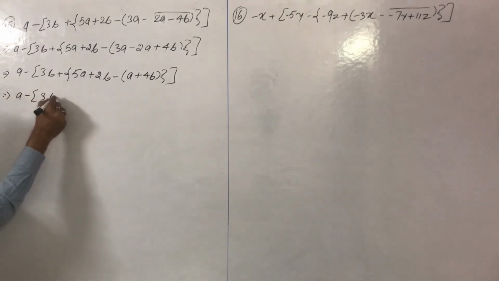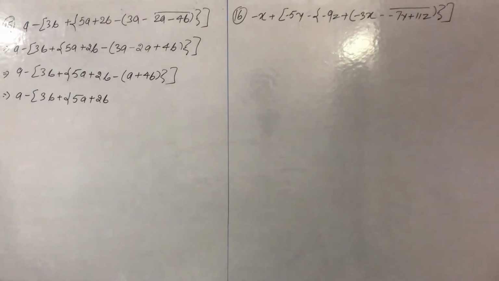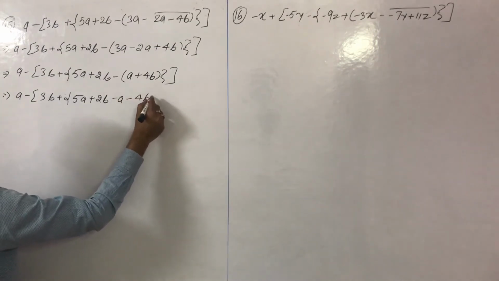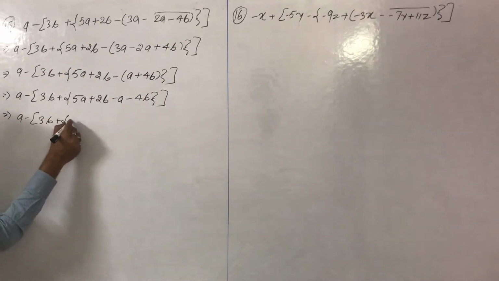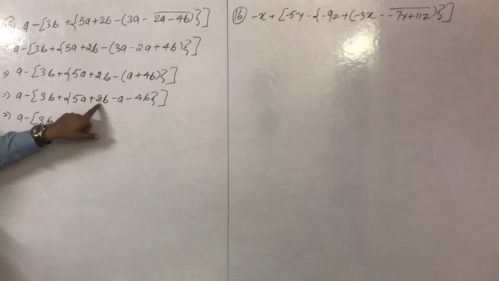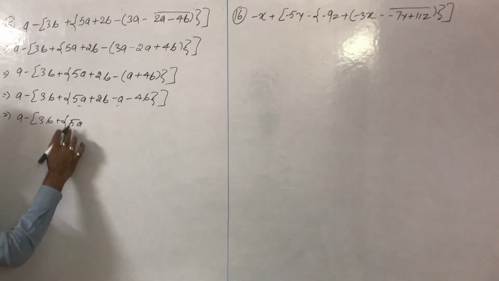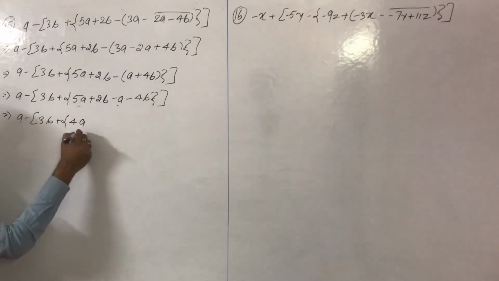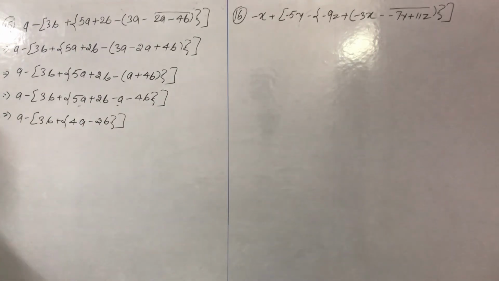a minus 3b plus curly bracket 5a plus 2b. Again, if you remove the bracket, minus before bracket, so minus a and minus plus minus 4b. In the next step, again a minus 3b plus curly bracket 5a plus 2b, so 5a, 2b, minus a, minus 4b. So a and a are like terms, 5a minus a, so we can directly write 5 minus 1 is 4a, and 2b minus 4b is minus 2b, like this.